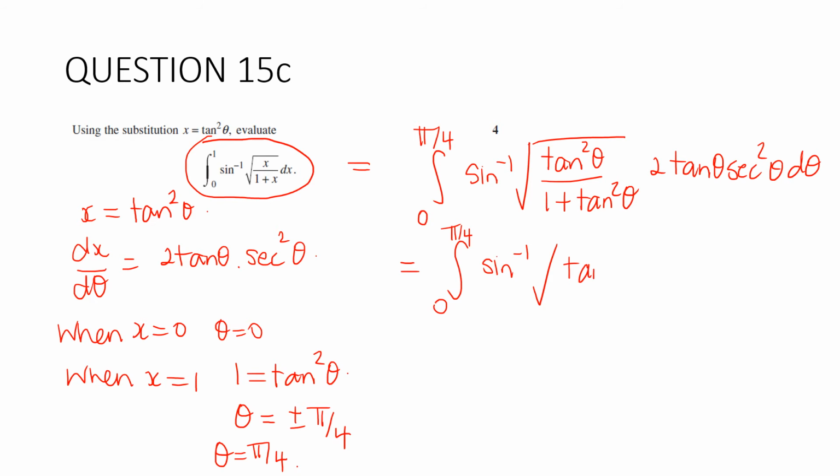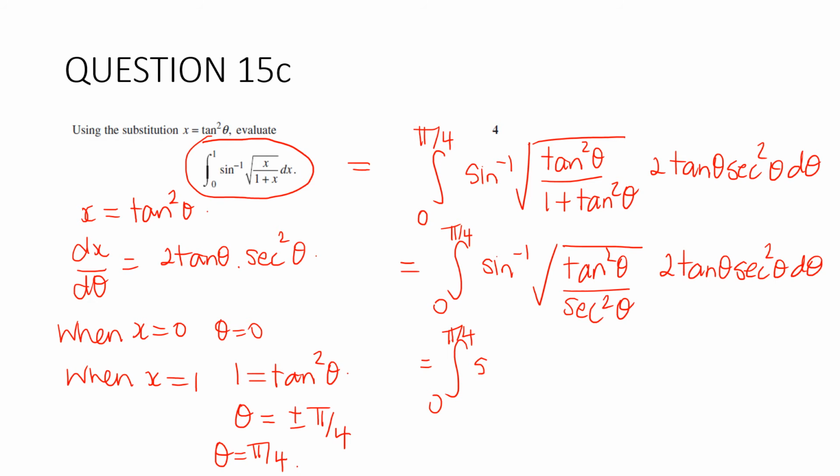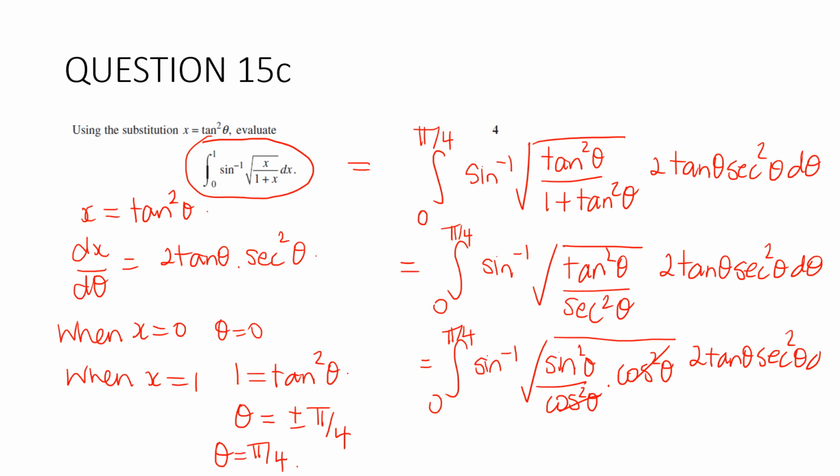Equals the integral between 0 and pi on 4 of inverse sine. We've got tan squared theta over 1 plus tan squared theta is sin squared theta, and then I've got 2 tan theta sec squared theta d theta. What do we got here? Tan squared theta is sine squared theta over cos squared theta, and sec squared theta is 1 over cos squared theta, so that's times by cos squared theta. Oh, that's nice, that cancels out. Times 2 tan theta sec squared theta d theta.